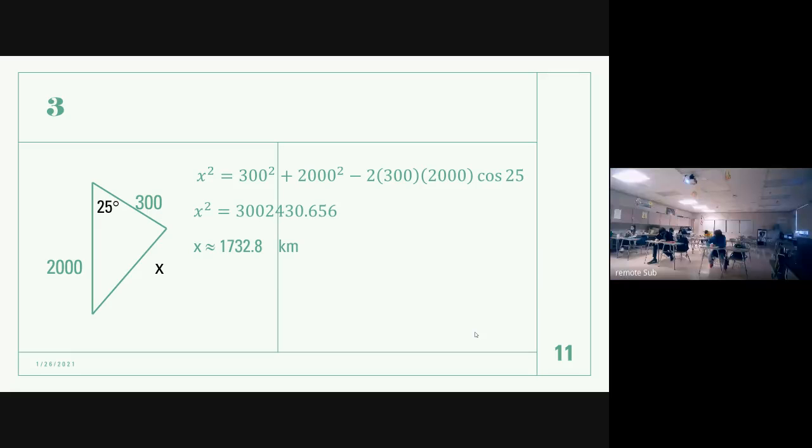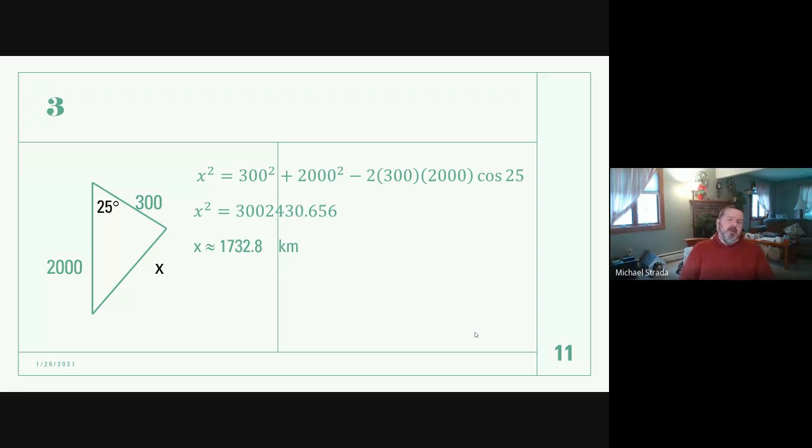Since she went off for 300, it's side angle side. So you're going to use the formula x squared equals the 2 side lengths squared minus 2 times those 2 side lengths times the cosine of the angle between them. The result is 3,002,430.656. And then your last move is to do a square root, and that gives you approximately 1,732.8 kilometers. Make sure you completely understand that problem, as there is one nearly identical to that on your actual quarterly on Thursday.